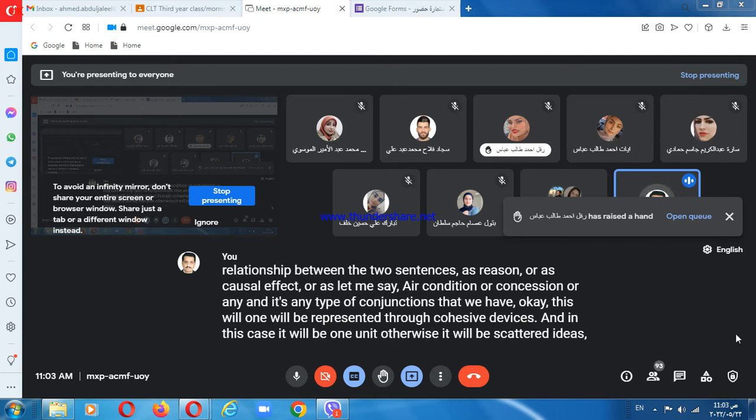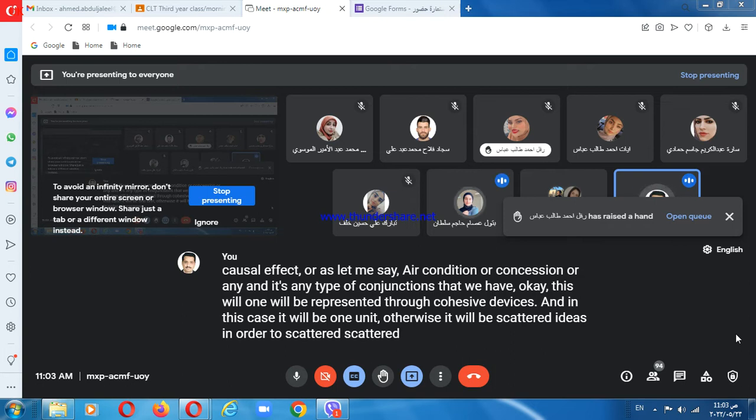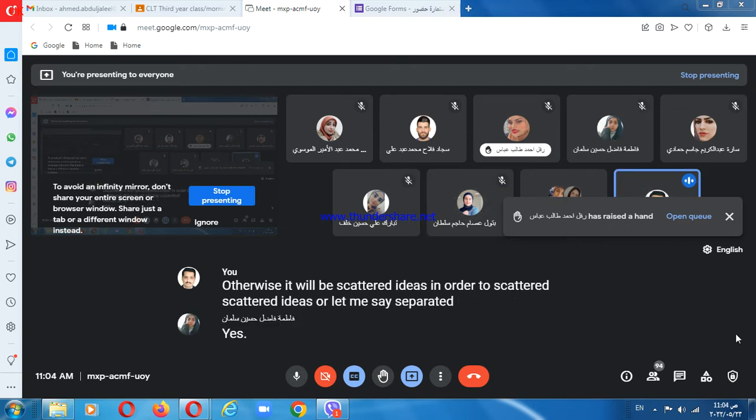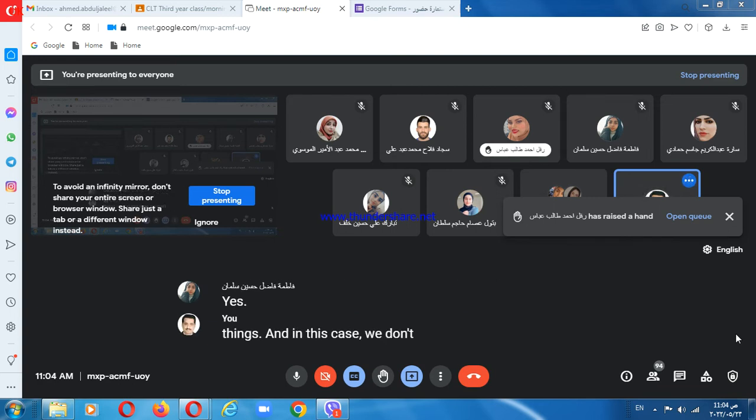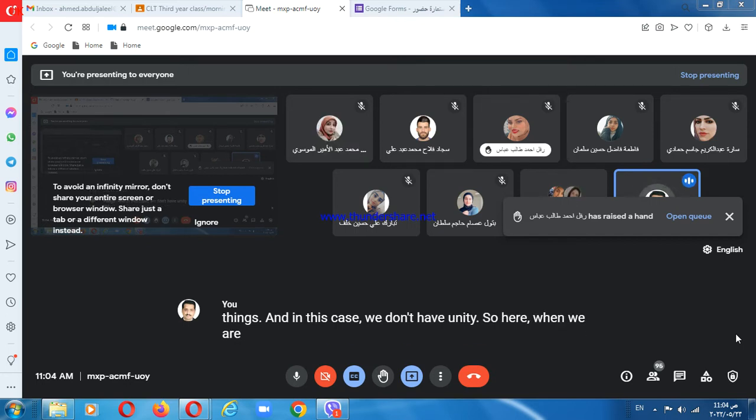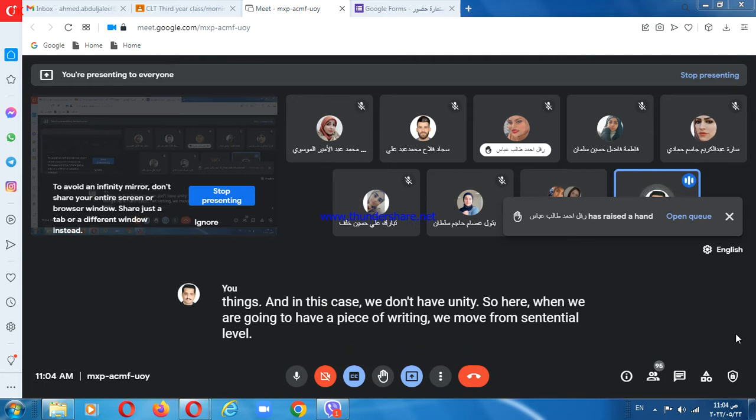You know the word scattered ideas. Let me say separated ideas, where we don't have a relation among these things, and in this case we don't have unity. So when we are going to have a piece of writing, we move from sentential level to suprasentential level, or let me say context.